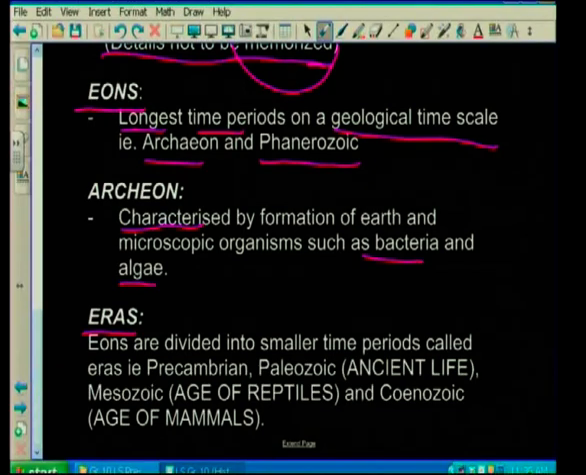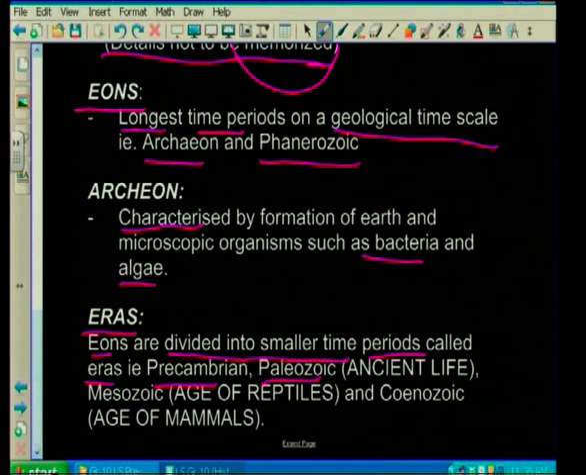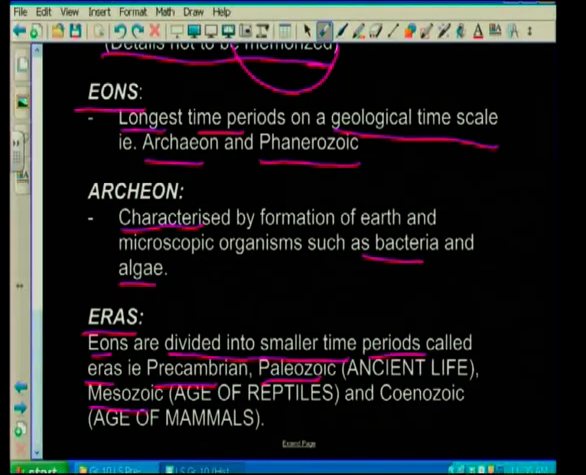Now we look at eras. Eons are divided into smaller time periods called eras. It's the Precambrian era, the Paleozoic era, the Mesozoic era and the Cenozoic era. Now we're going to see what Precambrian, Paleozoic, Mesozoic, and Cenozoic actually mean. The Precambrian is when the Earth first began, before the diversity of life. The Paleozoic is your ancient life. The Mesozoic is the age of the reptiles, and your Cenozoic era is the age of the mammals, where we are now living.